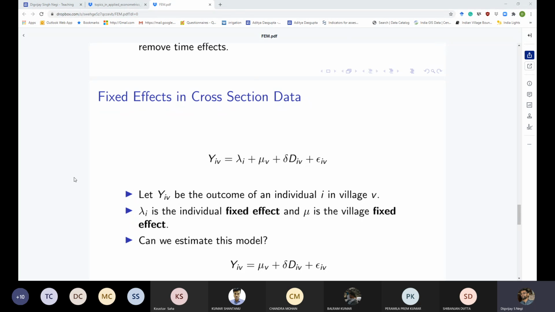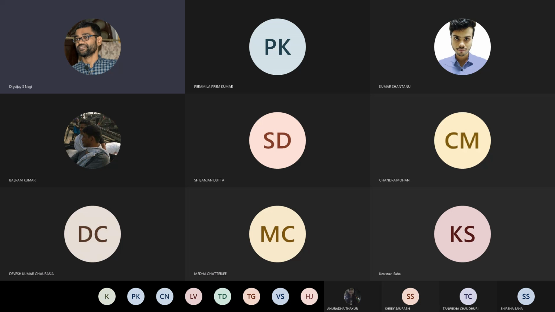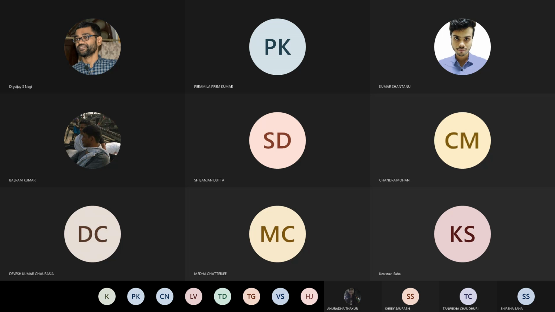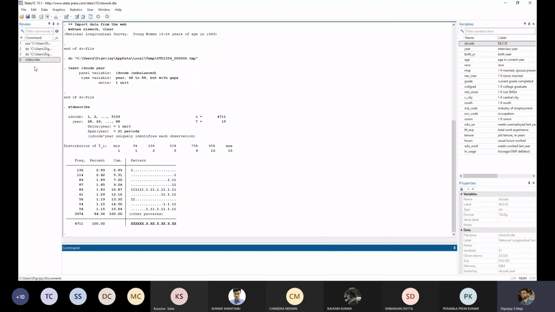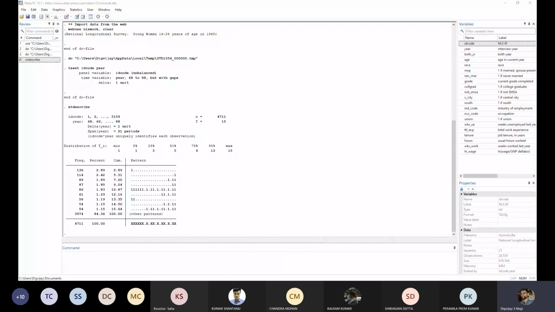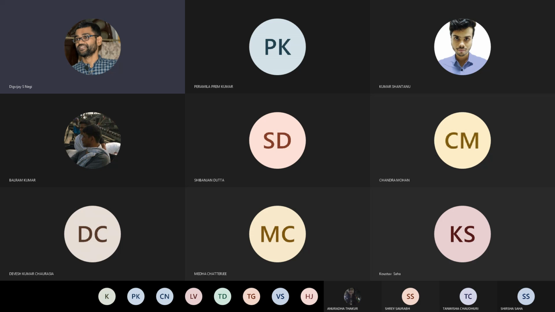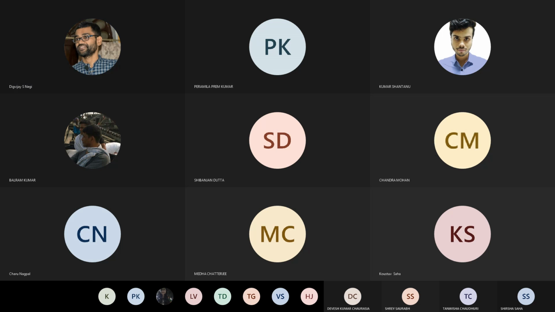Okay, can you see my screen? You probably cannot see it. Share content. Okay, so can you see my screen now? I've opened Stata. Can you see Stata on my screen? Yes, sir. Okay. Do I have to share these things individually, or how can I share all of this? Sir, you can share the desktop. Oh, there. Okay.